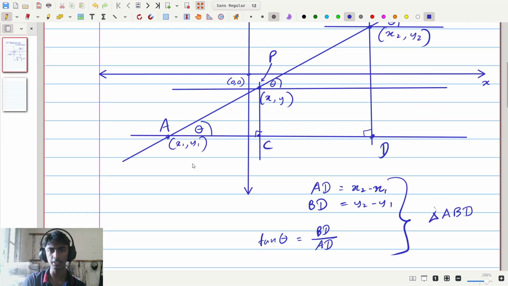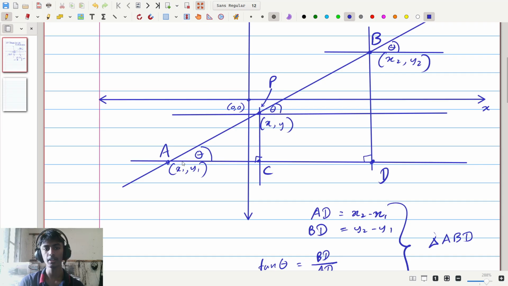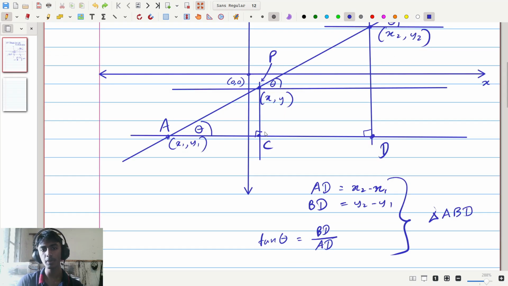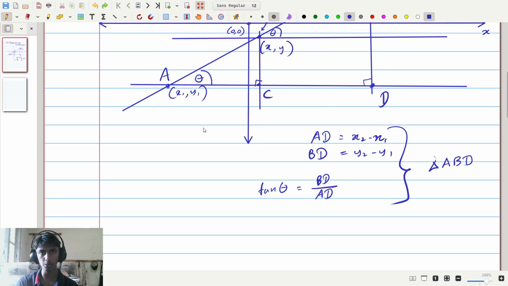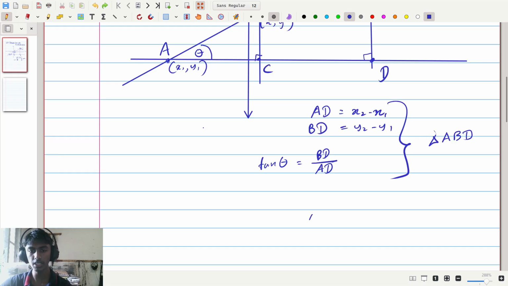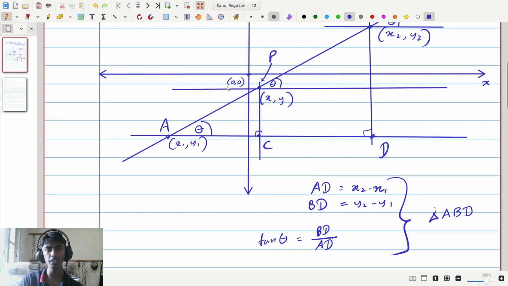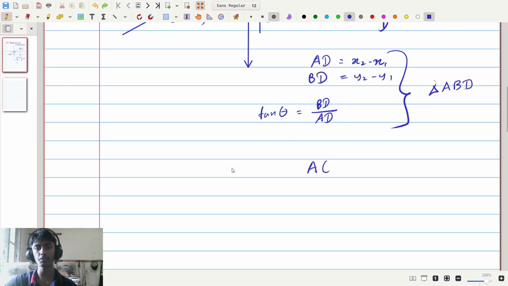Let's now consider the triangle APC and consider similar relationships in this triangle APC. Considering APC, we have PC length and AC length. PC is vertical, AC is horizontal. Since AC is horizontal, the AC length is going to be the difference of the x coordinates. So AC equals, and the difference of the x coordinates here is x and x1, so the difference of x coordinates is going to be x minus x1.